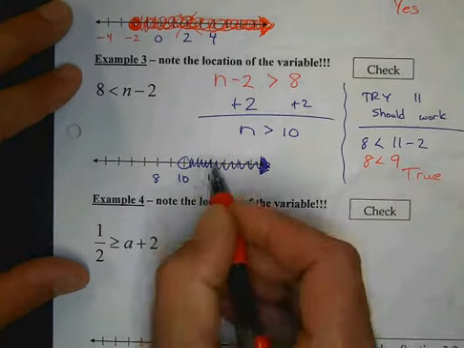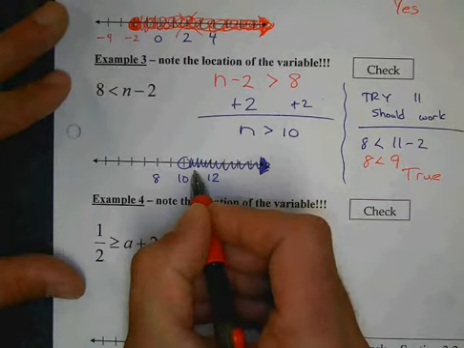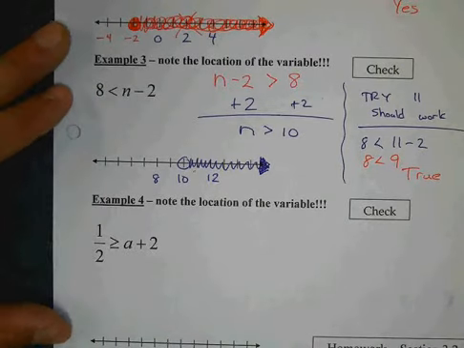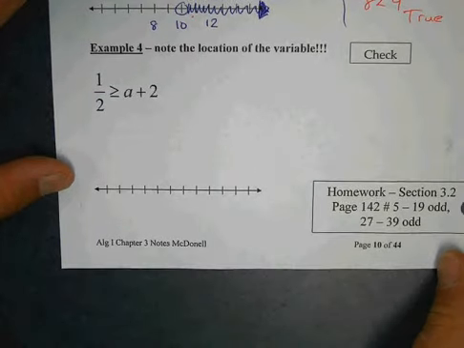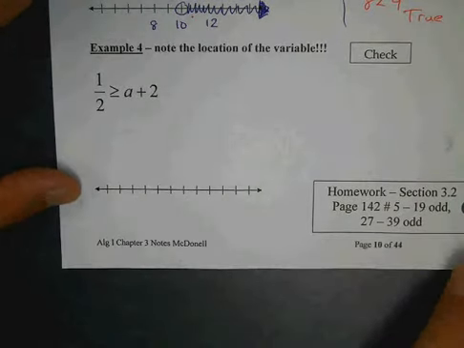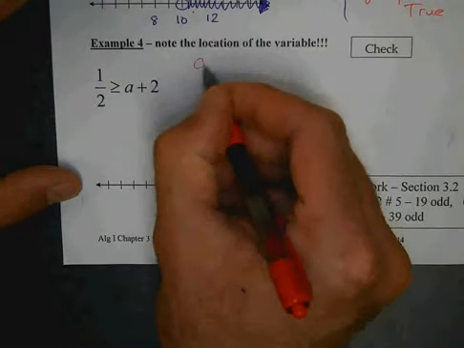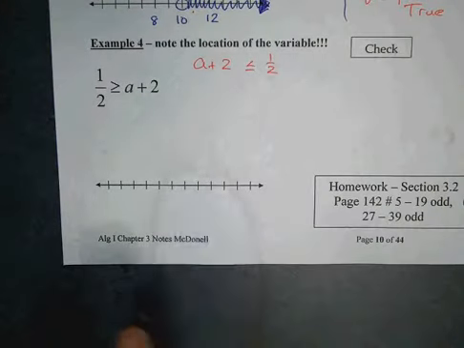So what does that say about 11? Should it be shaded? Yeah, it should be. And it is. So we know we're right. All right, moving down. Final one. Read it backwards for me. Mr. Robbins, can you read it backwards? 8 plus 2 is less than or equal to 5. Okay, so that's your first step. Get it so the variable's on the left. That's your very first step.